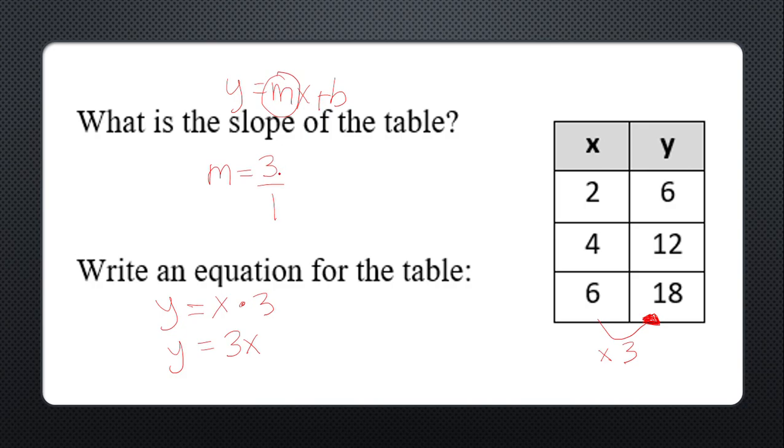If there aren't two numbers, then it's just a whole number. Just put it over 1. All right, good job, you guys.